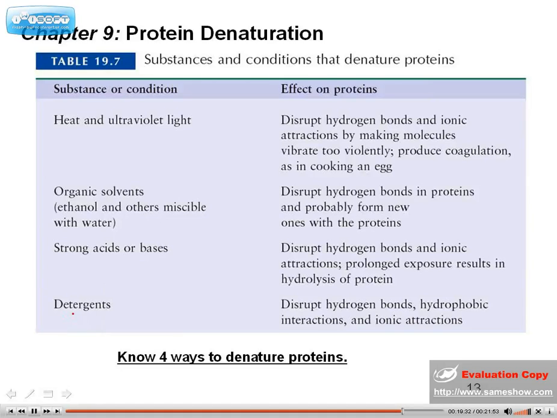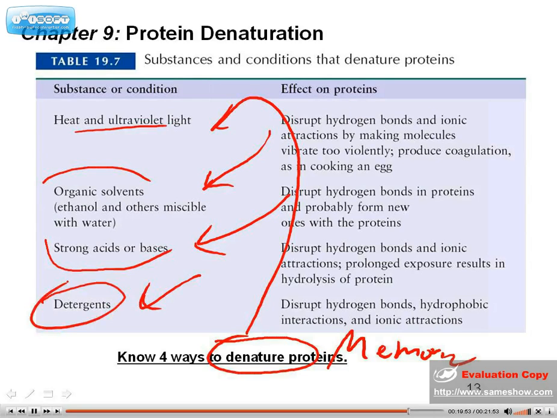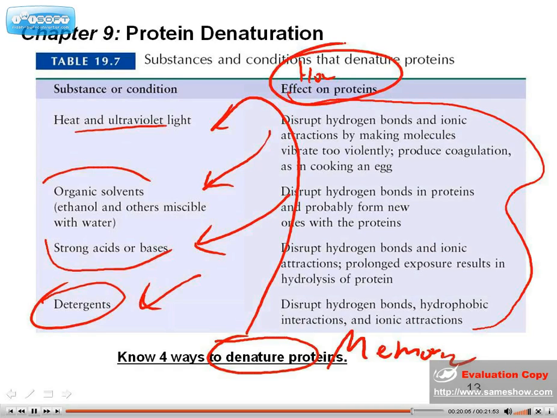When it comes to denaturing proteins, there are generally 4 ways to do it. You need to memorize these 4 ways. Heat and ultraviolet light, organic solvents such as ethanol, hexane, or any type of organic solvent, strong acids or bases, and detergents such as soap. These are how they disrupt the proteins, so make sure you know these four methods and how they disrupt the proteins.